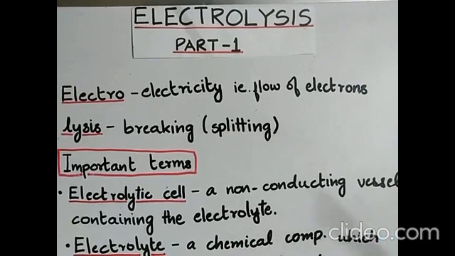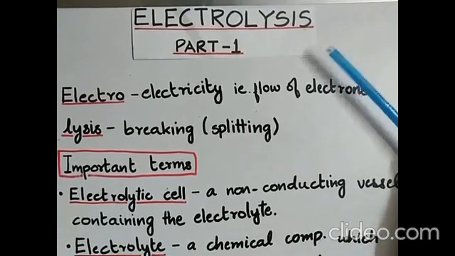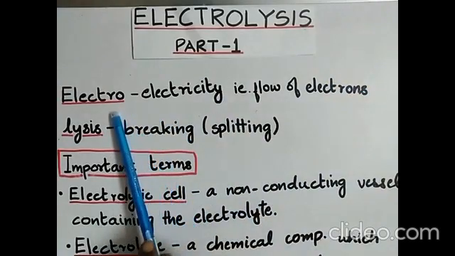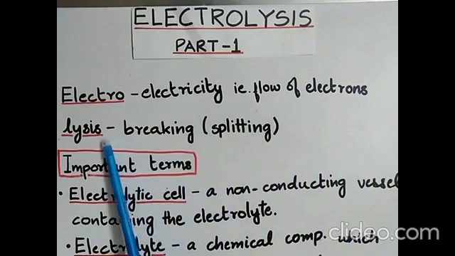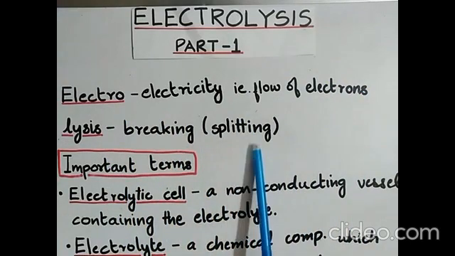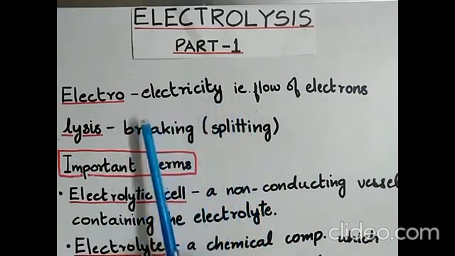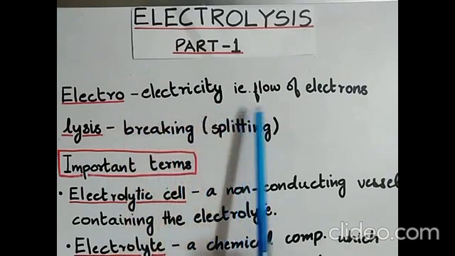To start with, the term electrolysis can be split into two. Electro means electricity, that is flow of electrons. Lysis means breaking or splitting. So it is splitting of a chemical compound by passage of electric current.